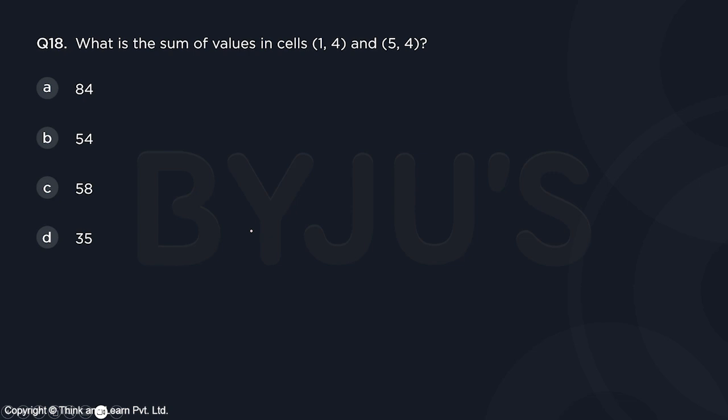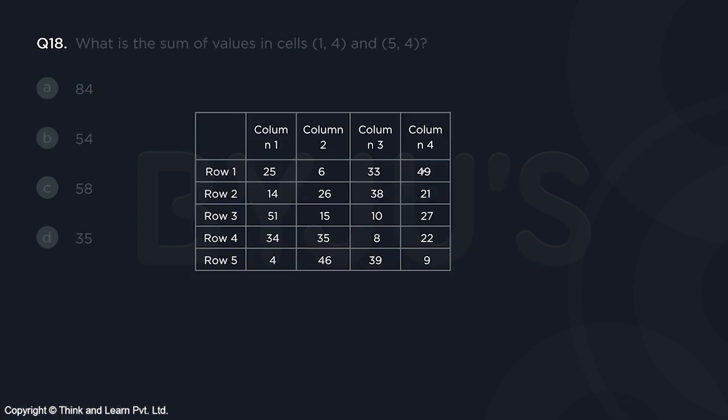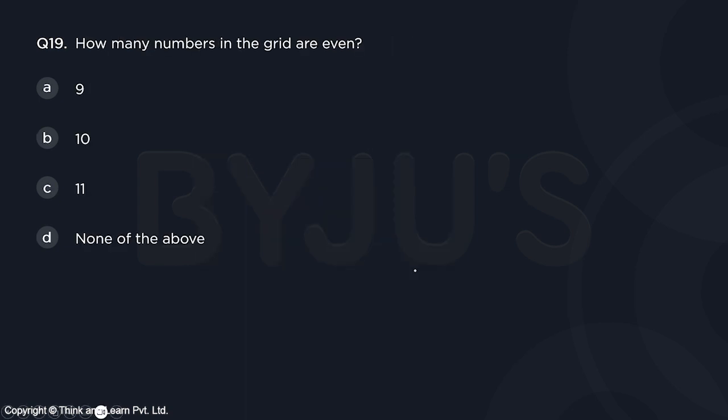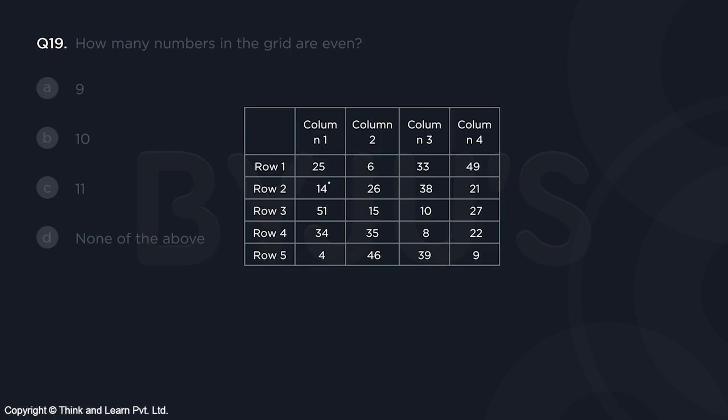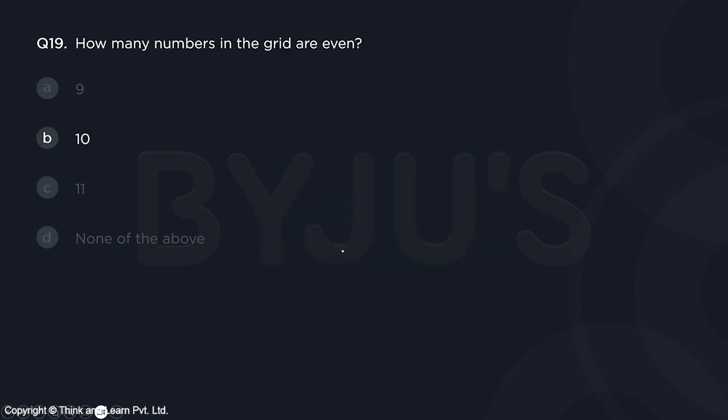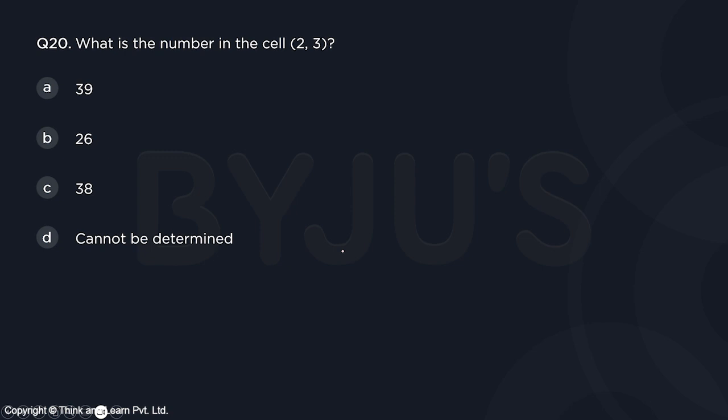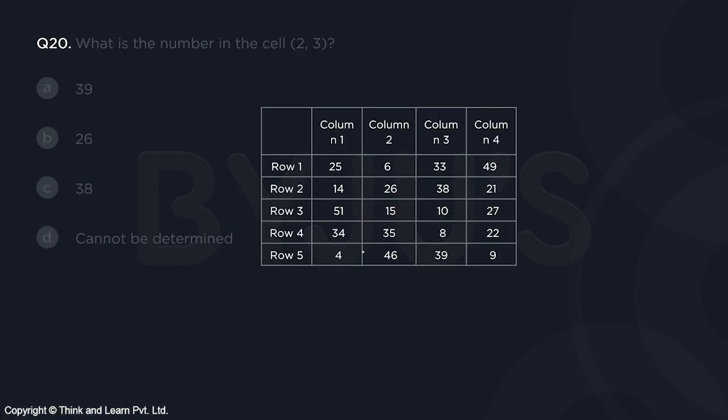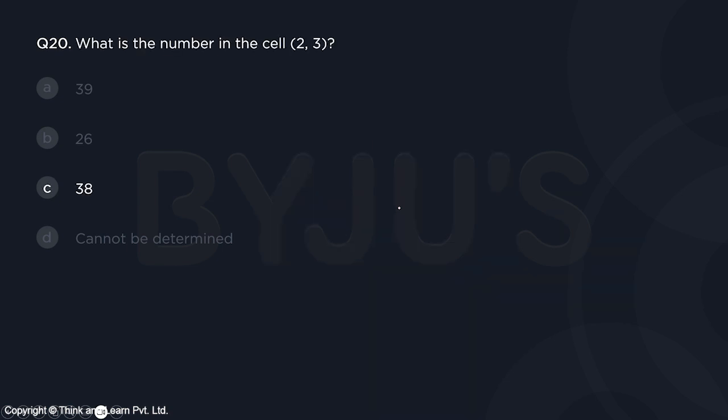What is the sum of the values in cells 1, 4 and 5, 4? So 1, 4 is 49, 5, 4 is 9, 49 plus 9 is 58. How many numbers in the grid are even? So how many even numbers are there? It is 1, 2, 3, 4, and then 5, and then 6, and then 7, 8, 9, 10 numbers are even. My answer is option B. And lastly, what is the number in the cell 2, 3? So 2, 3 will be having a number 38. That is option C as the right answer for this.